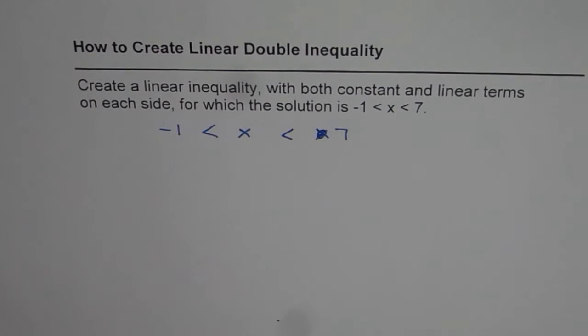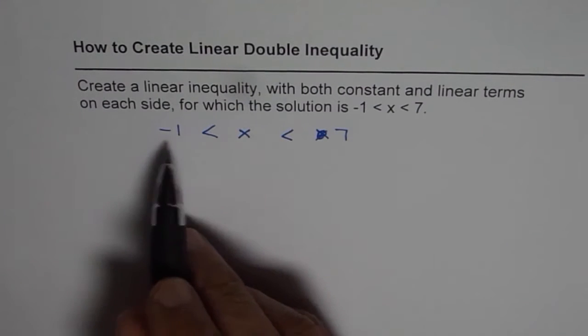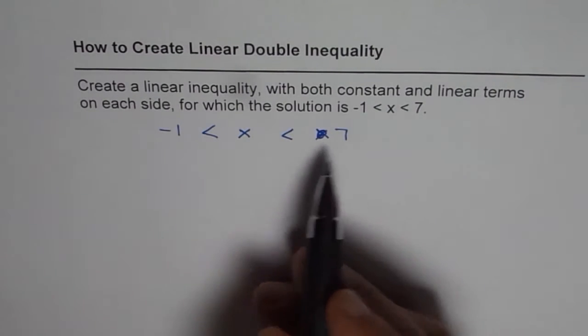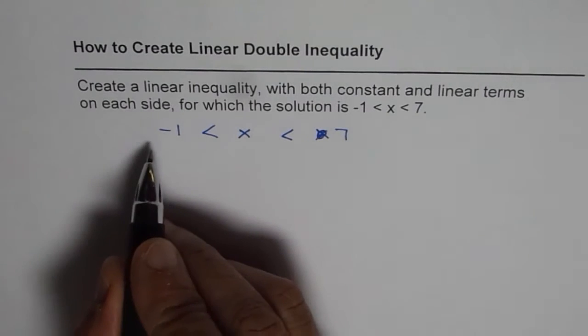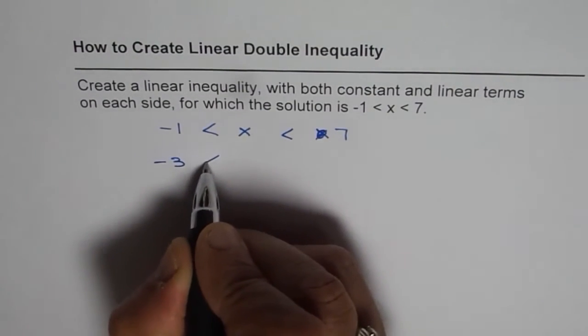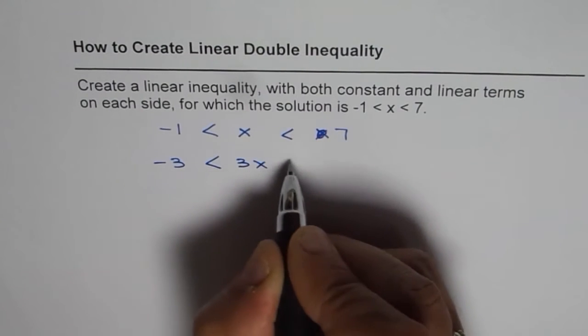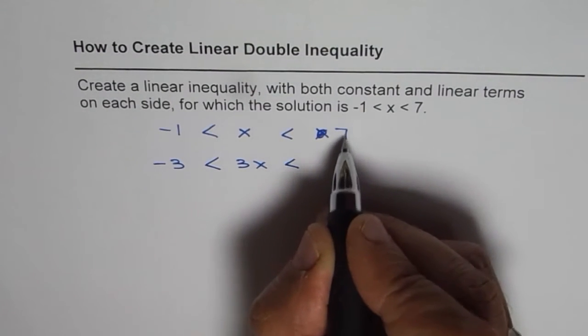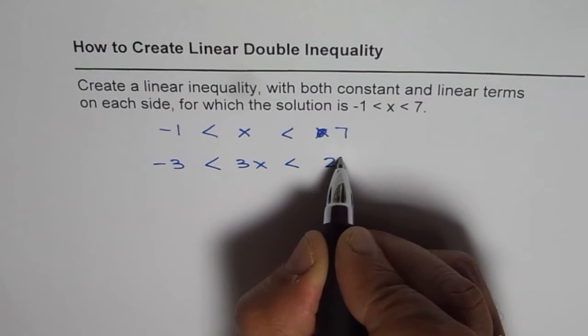So in this case we follow reverse steps. Reverse steps means we can multiply every term by some number. Let it be 3. So if we multiply everything by 3, I get minus 3 is less than 3x is less than 3 times 7 as 21.